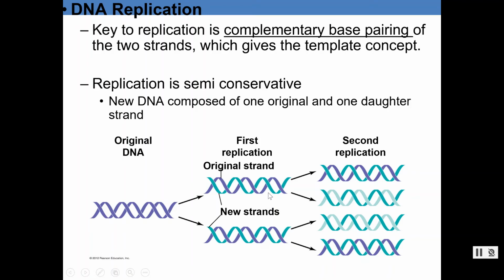And you can see the next time the cell divides, so 1 to 2, 2 to 4, you see those two pull apart and it makes a new strand for each of those. You can see how that works. All right, so you need to understand semi-conservative replication and complementary base pairing with the template concept.